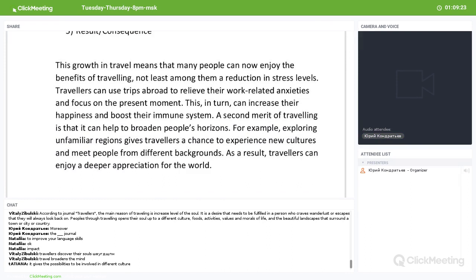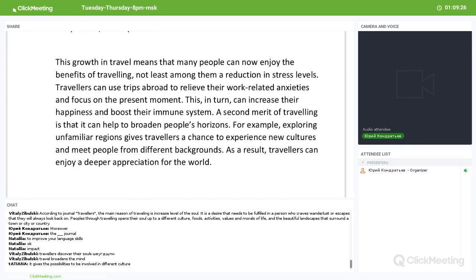So here's my example. The growth in travel means that many people can now enjoy the benefits of traveling, not least among them a reduction in stress levels. Travelers can use trips abroad to relieve their work-related anxieties and focus on the present moment. This, in turn, can increase their happiness and boost their immune system. A second merit of traveling is that it can help to broaden people's horizons. For example, exploring unfamiliar regions gives travelers a chance to experience new cultures and meet people from different backgrounds. As a result, travelers can enjoy a deeper appreciation for the world. So this is an example.